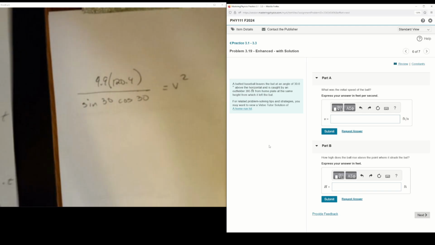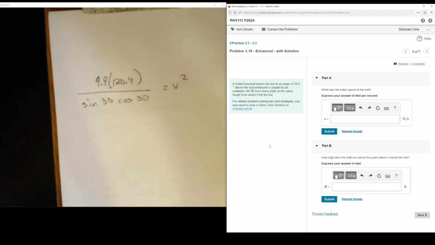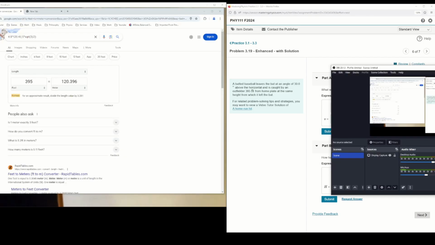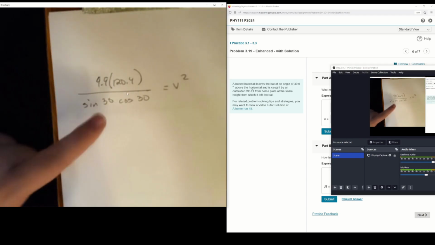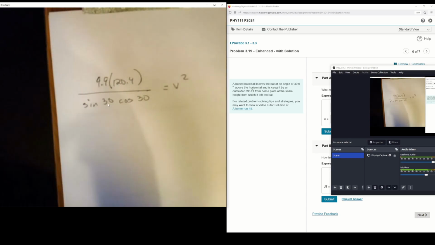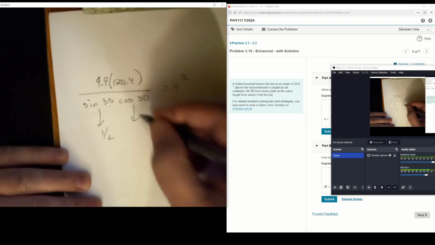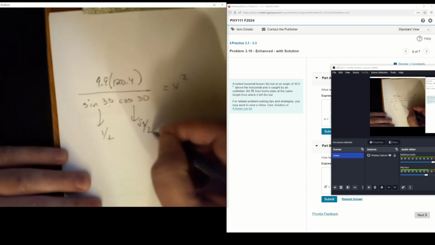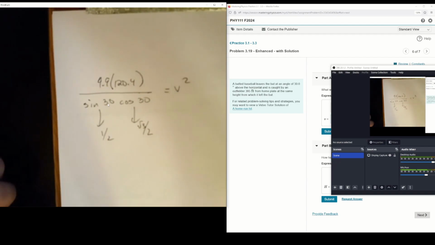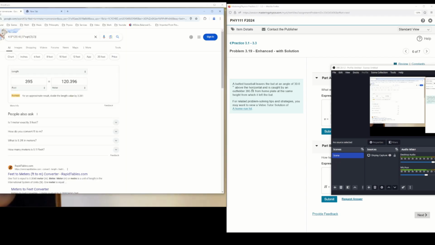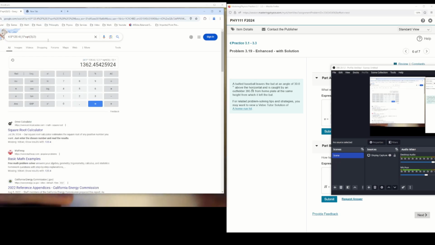And I'm going to pause for a moment because it's going to take me a moment to type this all into Google. All right, so just typing it in. We have sine 30, which I'm just going to use my brain. I know that's a half. And cosine 30, again, just using my brain, I know that's square root of 3 over 2, instead of using my calculator. And that's what I typed in over here. So I do have 0.5, square root 3 divided by 2. And let's see what that gives us.